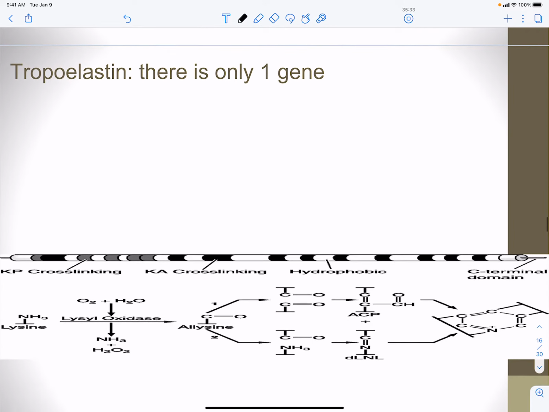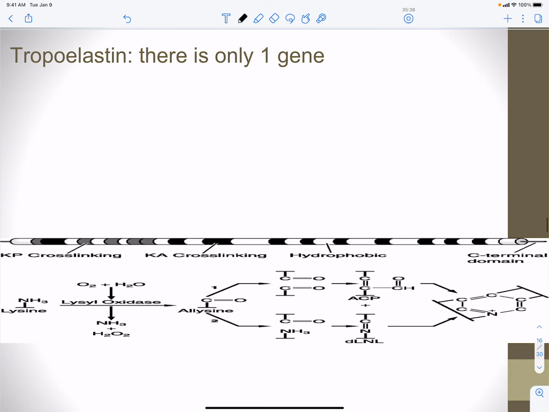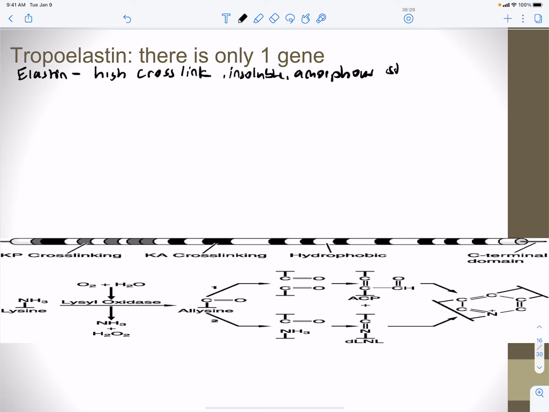Now, elastin is, of course, going to be made up of a pre-protein called tropoelastin. It's kind of got stretched out. So for tropoelastin, there's only one gene. Elastin is going to have a lot of cross-linking. It's going to be very insoluble, and it's going to have an amorphous structure. The tropoelastin has high solubility.